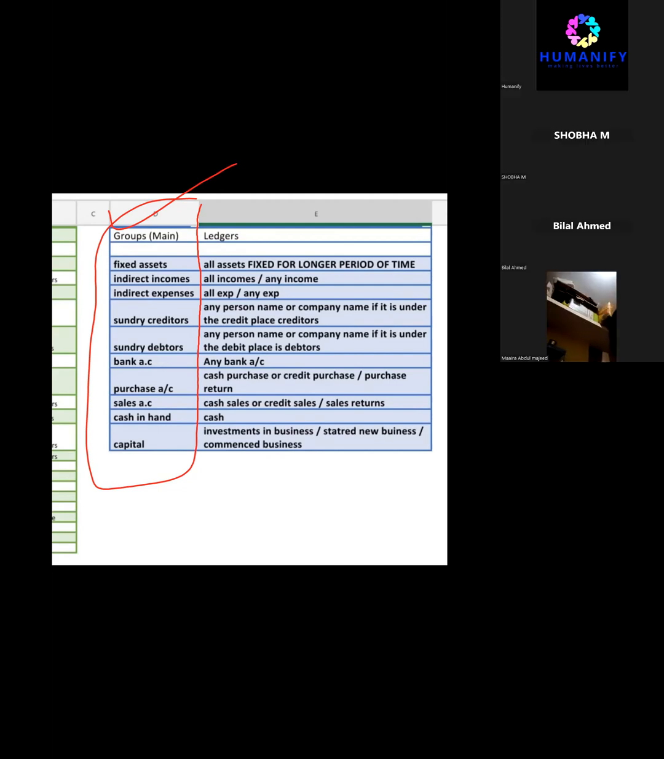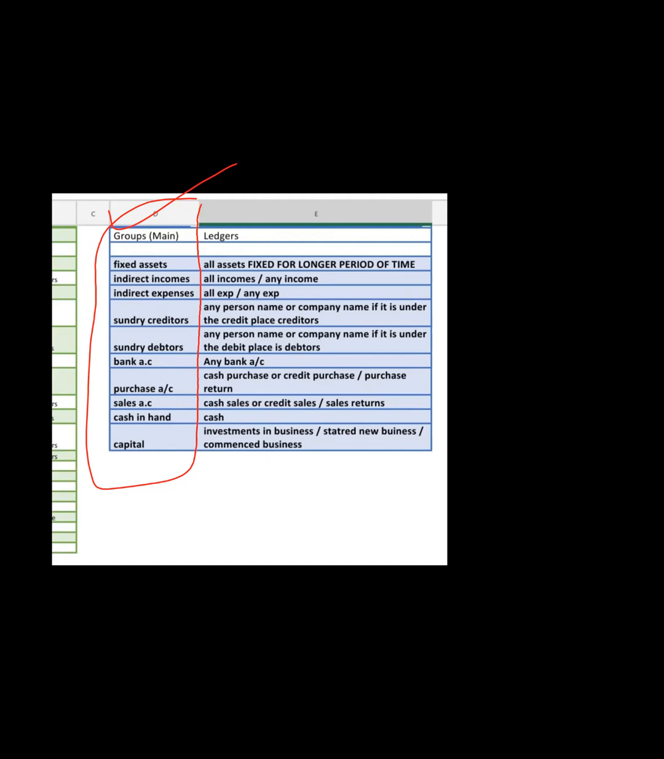Okay. Next is the indirect income. Indirect income means whatever income you receive. It may be that you receive a discount, received commission, received interest. So these kinds of ledgers come under indirect income. Whatever you receive comes under the indirect income.